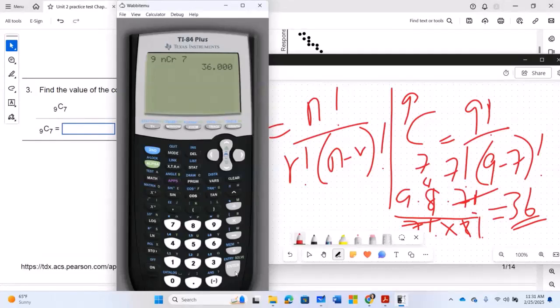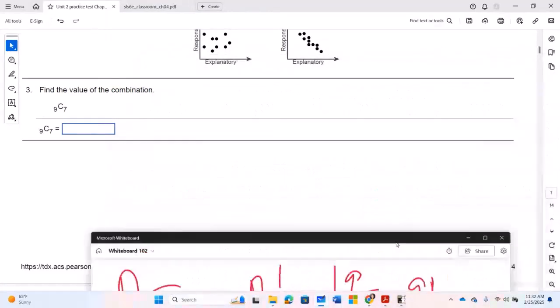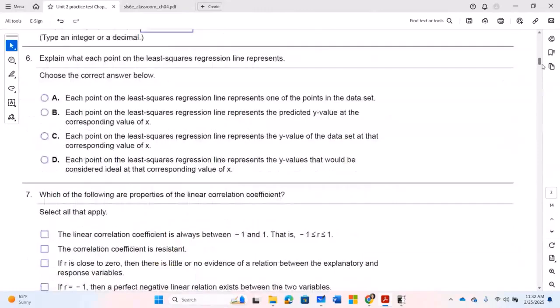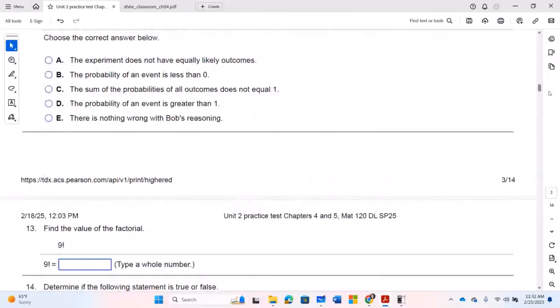So either way, our answer is 36. 9 combination 7 is 36. All right, so let's get another question on the counting principle.